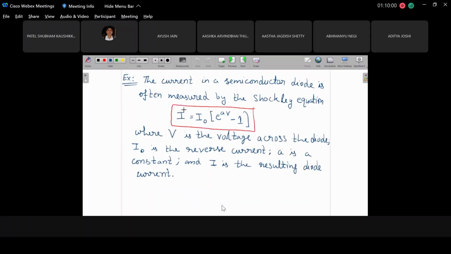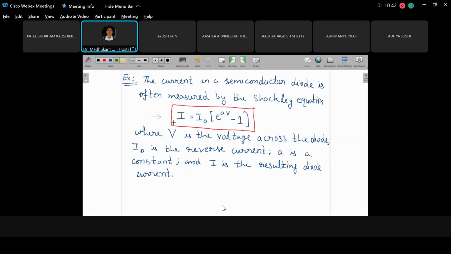Now, this next example is as follows. The current in a semiconductor diode is often modeled by the Shockley equation, which I don't want to worry about defining. The notations are defined as follows. V denotes the voltage across the diode, I naught is the reverse current, A is a constant, and I is the resulting diode current. You are in ICT, so you may very well understand all these things.